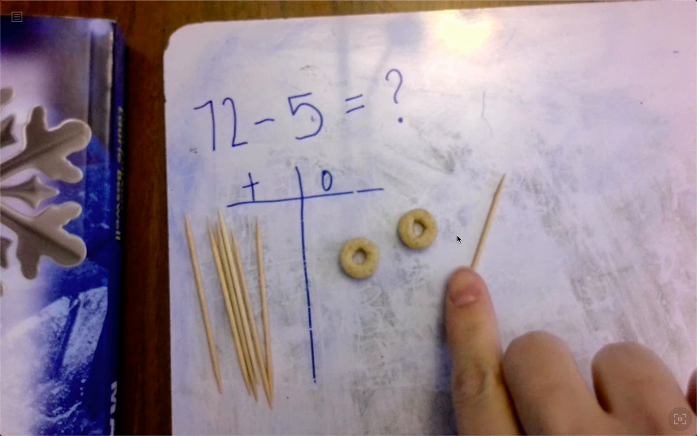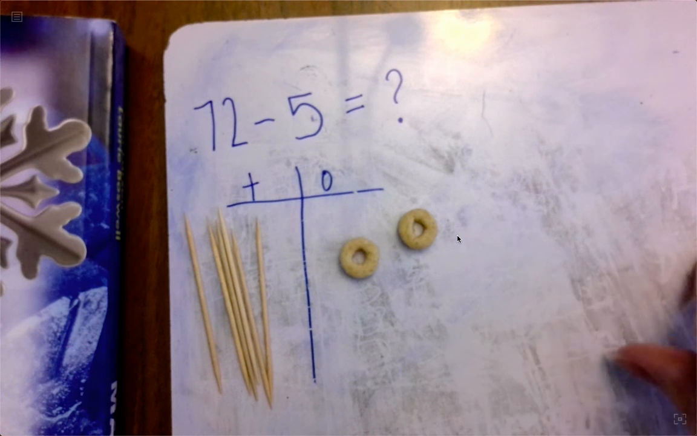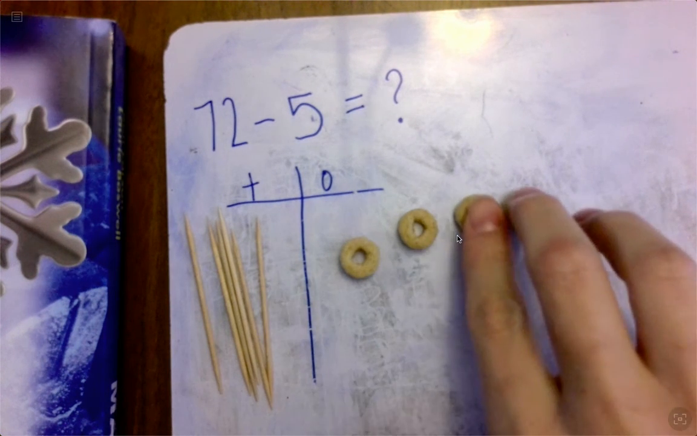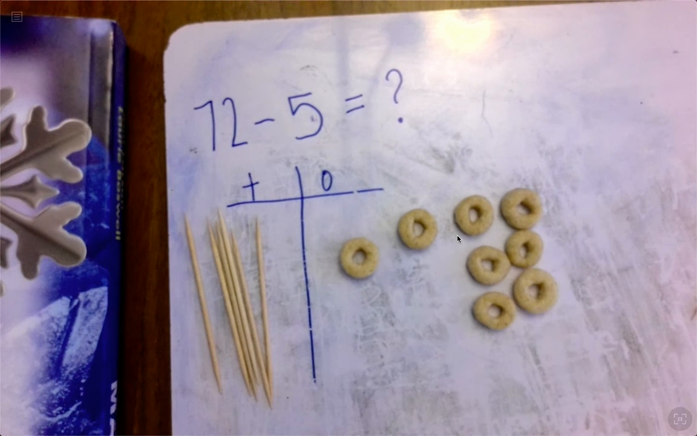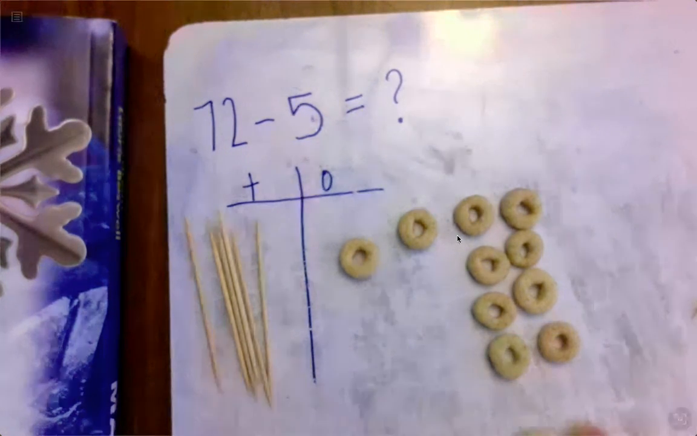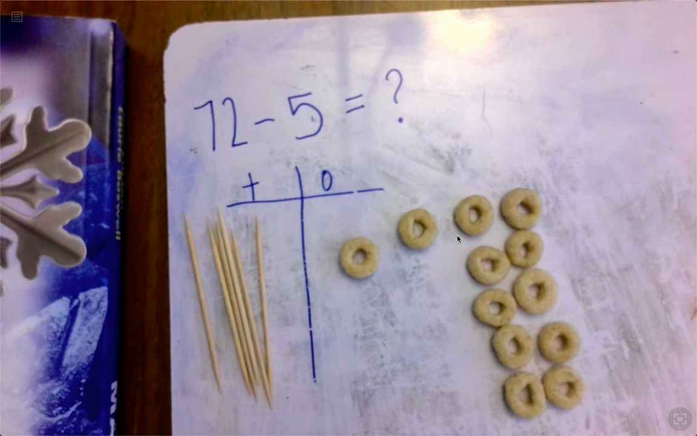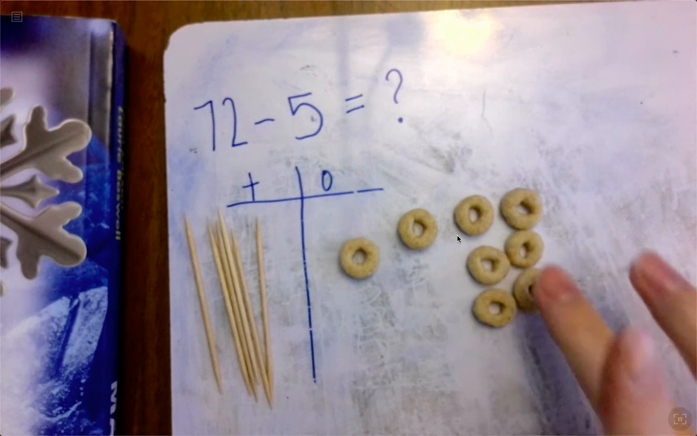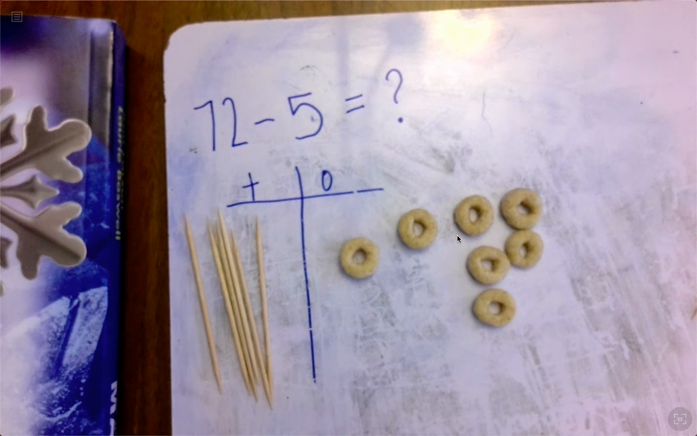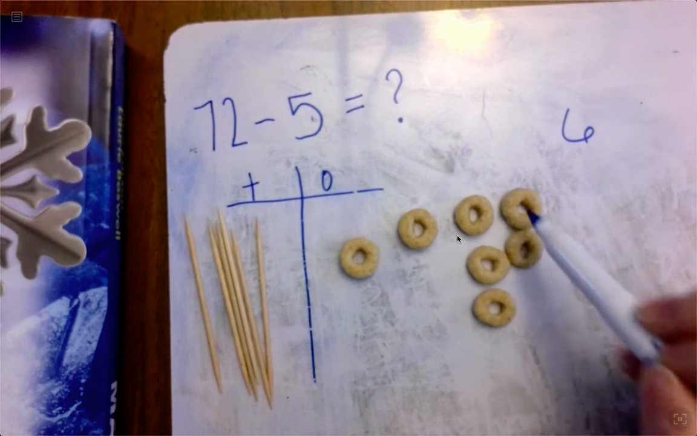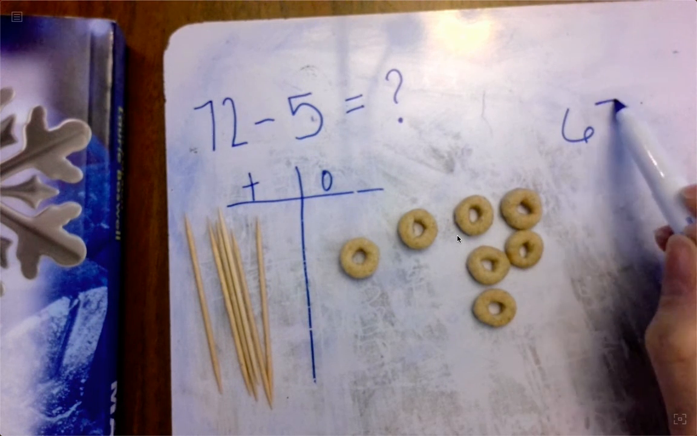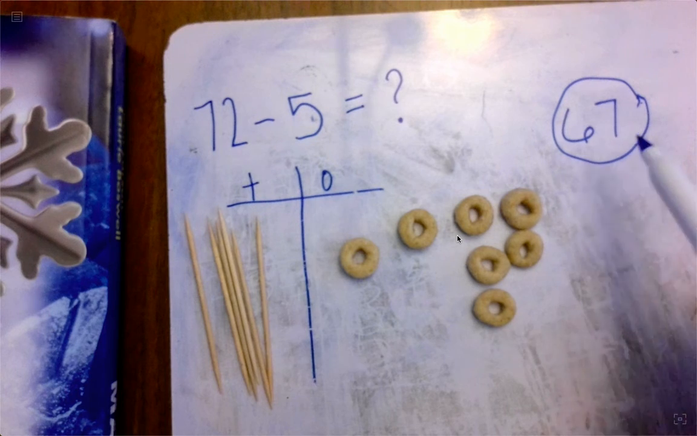This has to be ones, so I'm going to take it away. I need to replace that with ones, 10 of them, right? 2, 4, 6, 8, 10. Okay, so now I can take away 5. 1, 2, 3, 4, 5. So I'm left with 6 tens, or 60 something, right? 1, 2, 3, 4, 5, 6, 7. 7. So I should end up with 67.